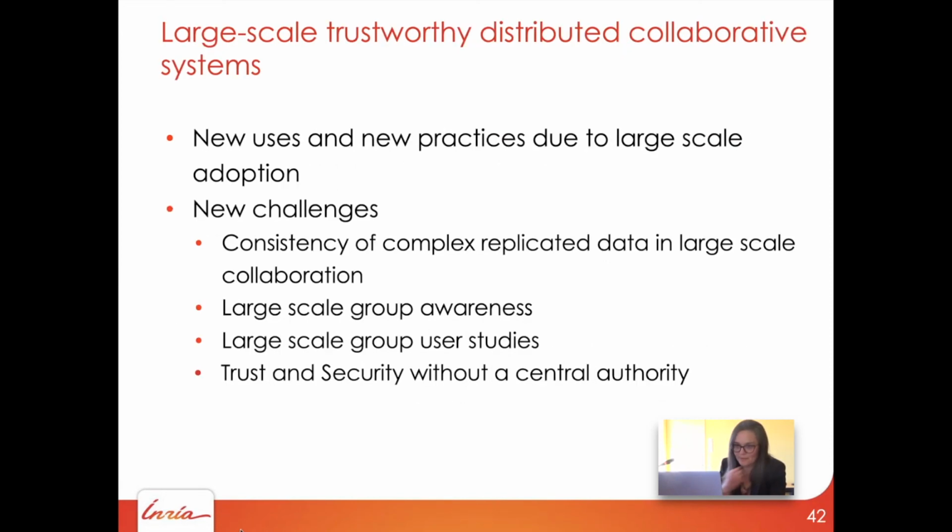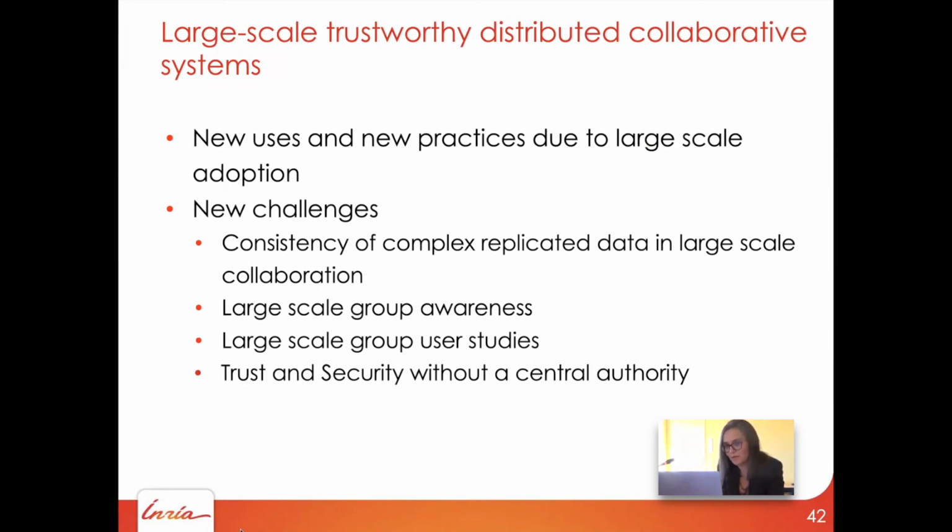So I presented my work on large-scale, trustworthy, distributed collaborative systems. Due to the large-scale adoption of these collaborative systems, there are new uses and new practices that arise. And new challenges are emerging, such as consistency of complex replicated data in this large collaboration. Also, group awareness in large groups. Also, how to do user studies in these large groups.